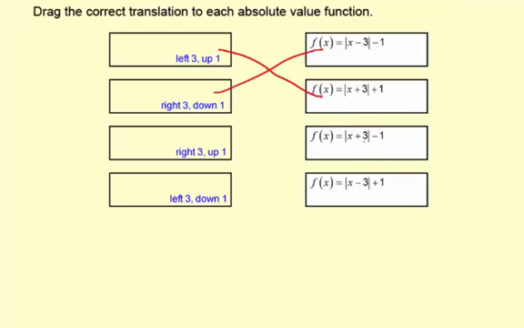And this one, plus 3, is 3 to the left, and then down 1. And then this one is 3 to the right and up 1. I'm going to emphasize one more time, the up and down is right here, and the left or right is right here. Okay, so hopefully that helped to clarify this translation business a little bit. If you have further questions, please follow up with your teacher.